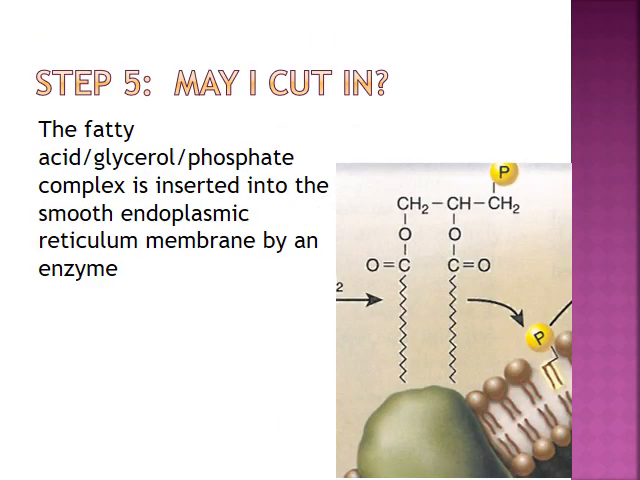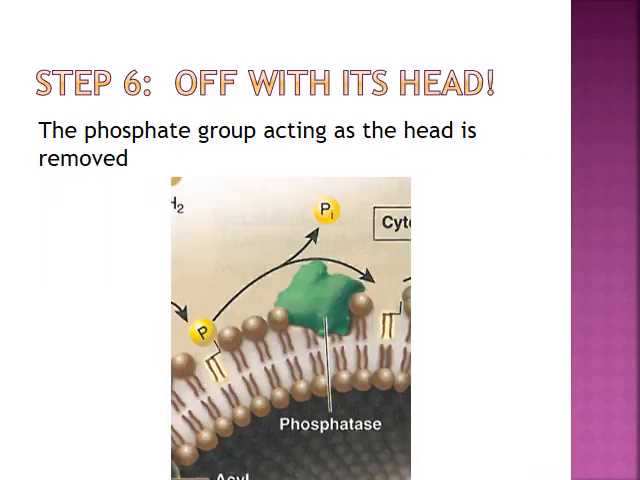The fatty acid glycerol phosphate complex is then inserted into the smooth endoplasmic reticulum. So now we've got our nonpolar, hydrophobic tails, so they are going to very easily fit into the membrane. But the problem is it's still got this phosphate head. So we come up with an enzyme called a phosphatase. It means it cuts it. So that enzyme comes through and hacks off the phosphate. Now it's headless.